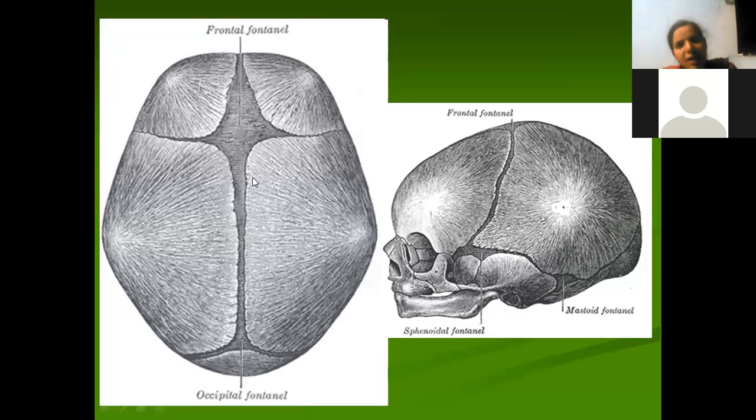This is a fetal skull. I have in my hand also a fetal skull. Small skull. We have discussed it when we were doing norma verticalis: anterior fontanelle, posterior fontanelle, sphenoid fontanelle, mastoid fontanelle.